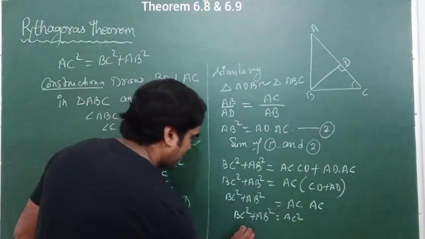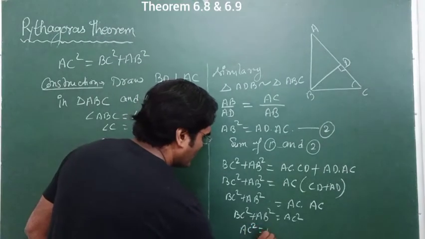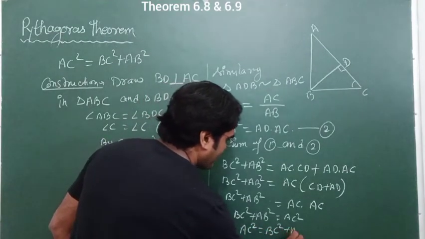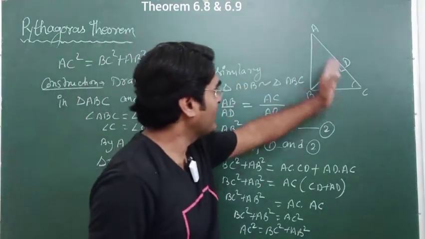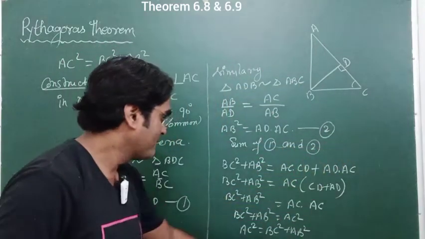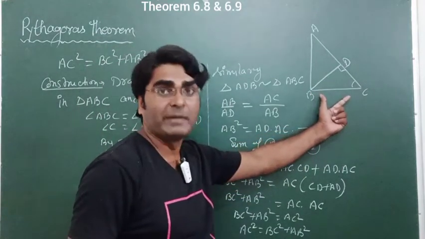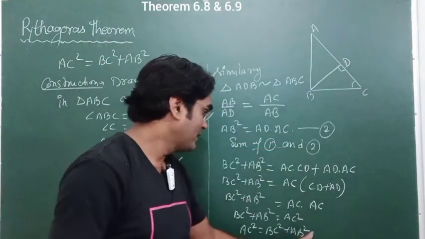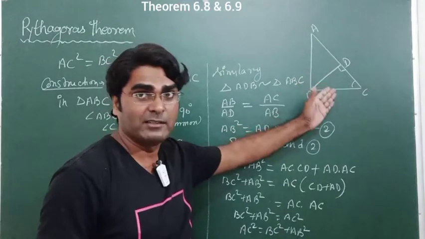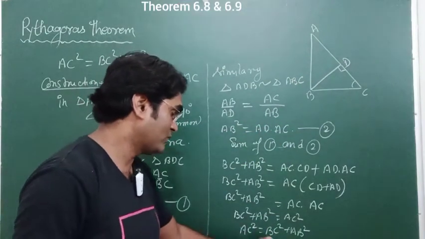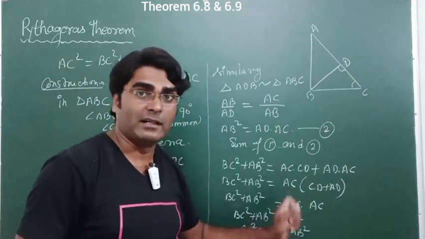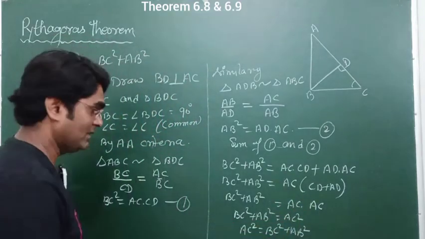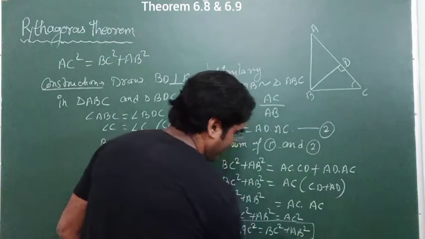Now it can also be written as AC square is equal to BC square plus AB square. Now you can see AC is what? In triangle ABC, AC is the hypotenuse, BC is the base, you can say, and AB is also a side. So this is hypotenuse square is equal to sum of square of the other sides. So this was the theorem which you need to prove.